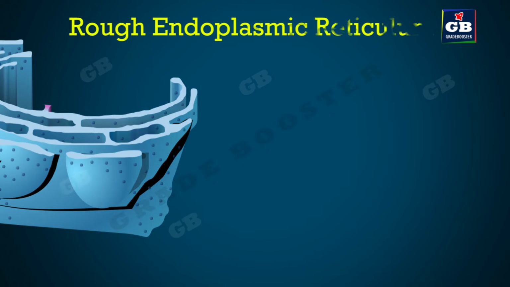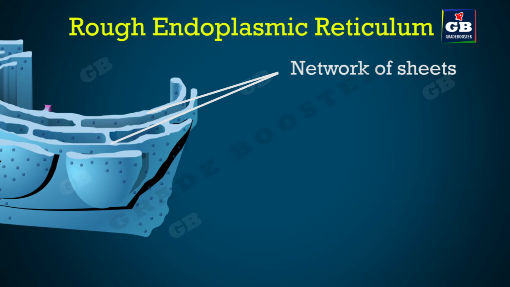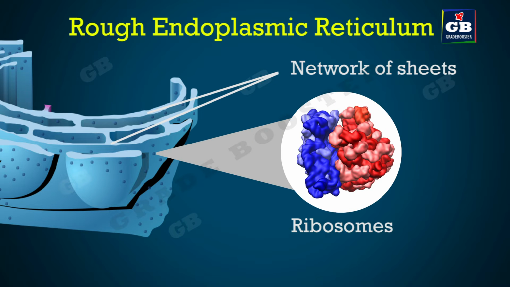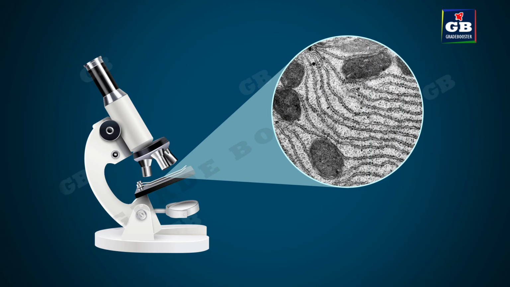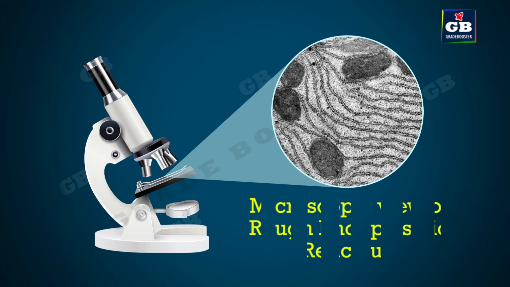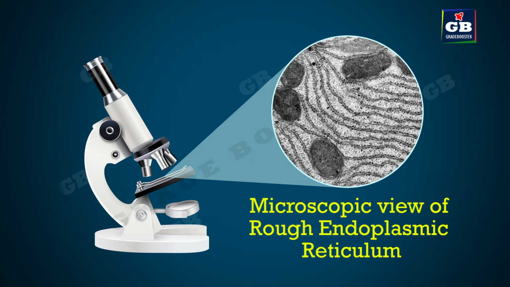The rough endoplasmic reticulum is like a network of sheets folded around. There are so many dot-like structures present in the rough endoplasmic reticulum. These dot-like structures are ribosomes. Under the microscope, the endoplasmic reticulum with ribosomes has a rough appearance. So, that's why endoplasmic reticulum with ribosomes is called rough endoplasmic reticulum.